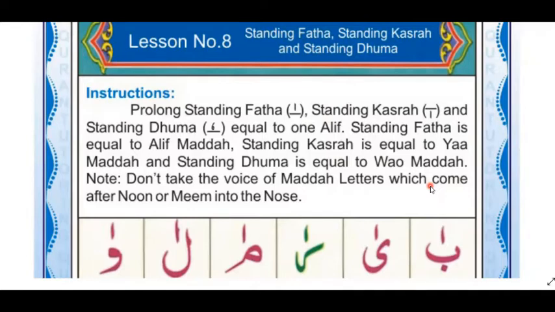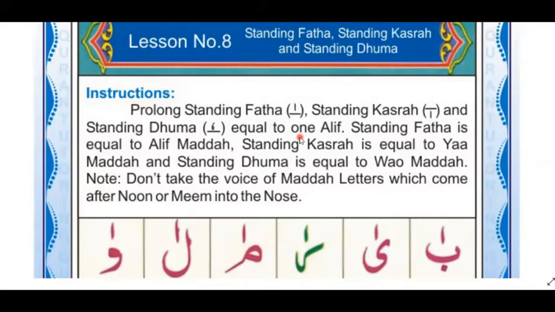According to the instructions, the prolonged standing fatha will be like in this shape, you can see it here, and the standing kasra will be beneath the letter in this standing form, and the standing dhamma will be an inverted dhamma, which is equal to one alif. What does that mean? The one alif means that if we add alif with fatha, we will read it, inshallah, in the next lesson; we will explore this more, inshallah.